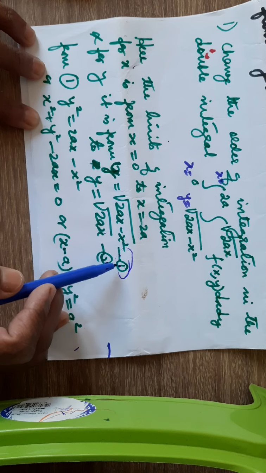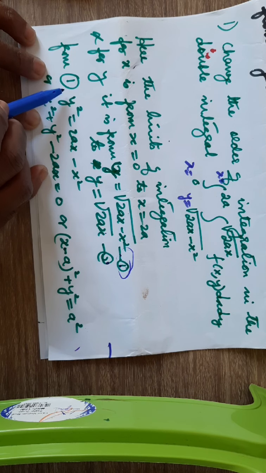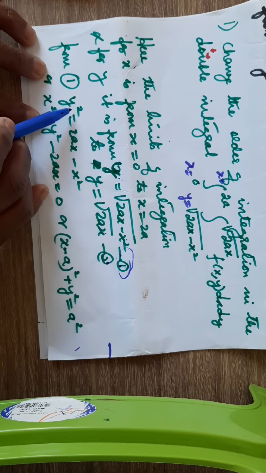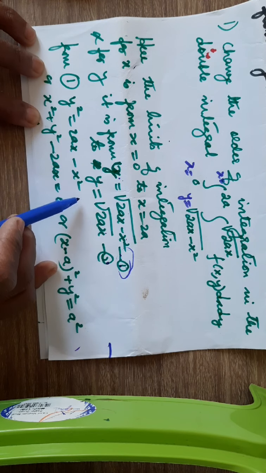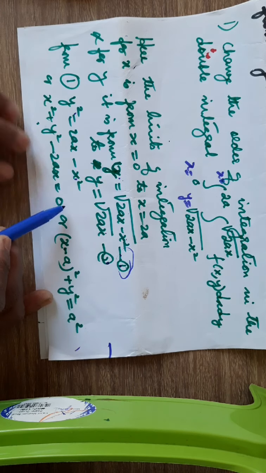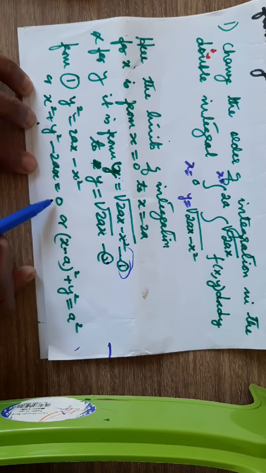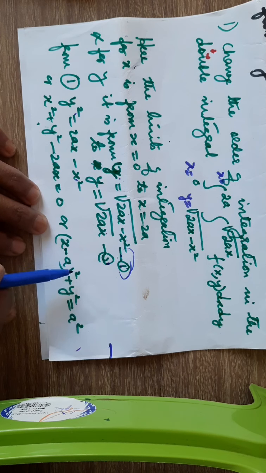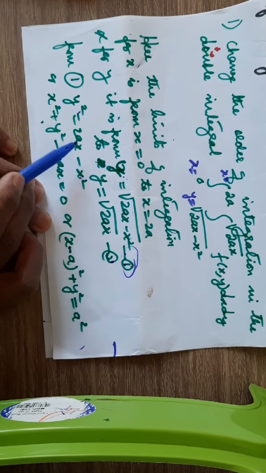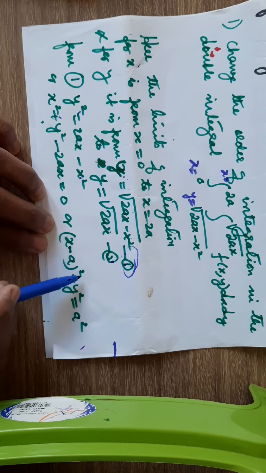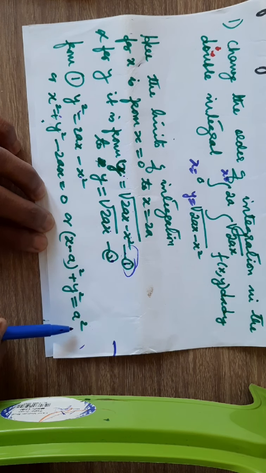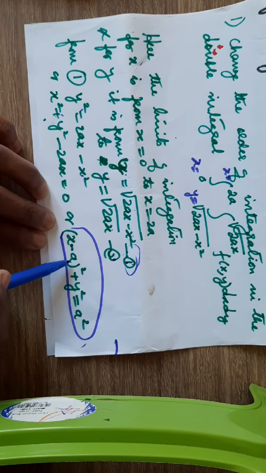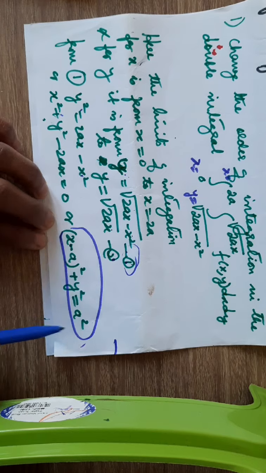Now let us simplify equation 1. On simplifying equation 1, by squaring both sides, we have y square is equal to 2ax minus x square. Transfer this to this side, then you'll get x square plus y square minus 2ax is equal to 0. Or when you add and subtract a square, you can express this equation now as (x minus a) the whole square plus y square is equal to a square. So now this one represents the equation of the circle centered at (a, 0) and of radius a.